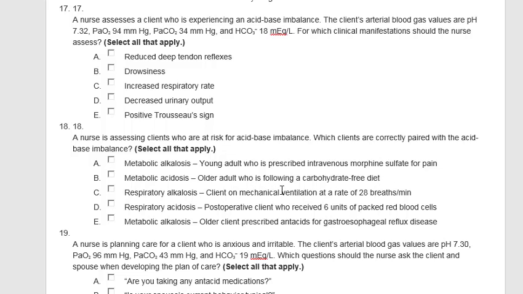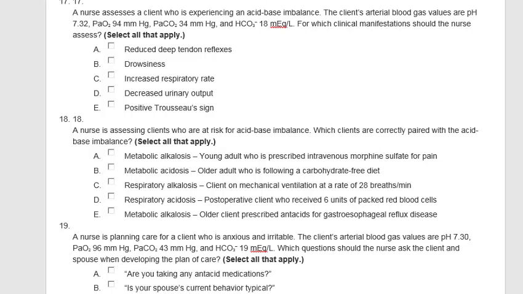Respiratory alkalosis, client on a mechanical vent at a rate of 28 breaths per minute, breathing off too much CO2, respiratory alkalosis. Next one, respiratory acidosis, post-op client who received 6 units of packed red cells. No, the 6 units of packed cells isn't really going to have anything to do with him holding on to CO2. So that one's incorrect. And metabolic alkalosis, older client prescribed antacid for GERD. Yes, they can develop metabolic alkalosis if they take too many of them.